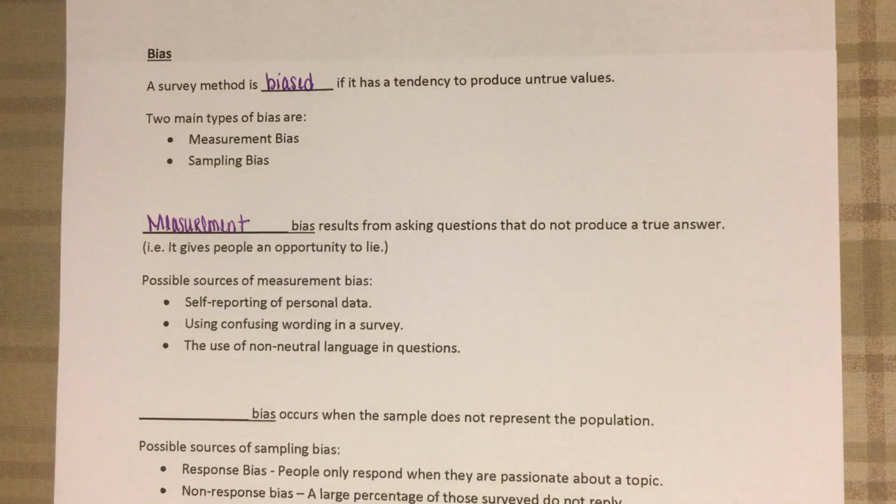Measurement bias results from asking questions that do not produce a true answer. The easiest way to figure out if something is measurement bias is to look at whether or not it gives people an opportunity to lie. Possible sources of measurement bias are self-reporting of personal data, using confusing wording in a survey, or the use of non-neutral language in questions. So people either lie when they are self-reporting the data, or the question is presented in a way that gives untrue answers because of either confusing wording or non-neutral language.